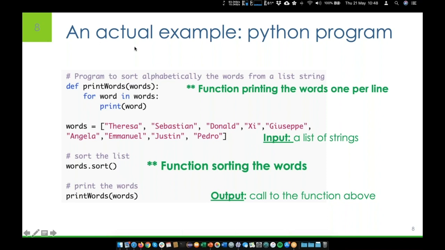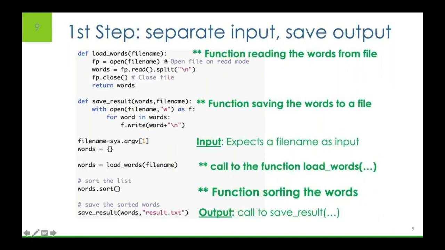We have the input. The input is a list of strings of names, actually. Then there is the function that sorts the words. And finally, the output, which calls the function above, print words, and prints the words. So if you have something like this very simple program, what would you do?